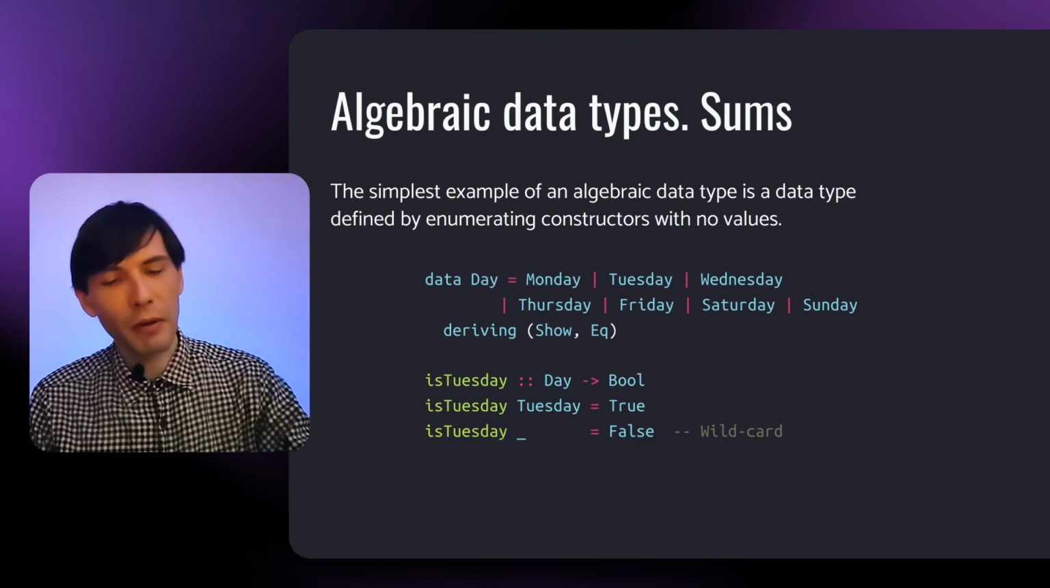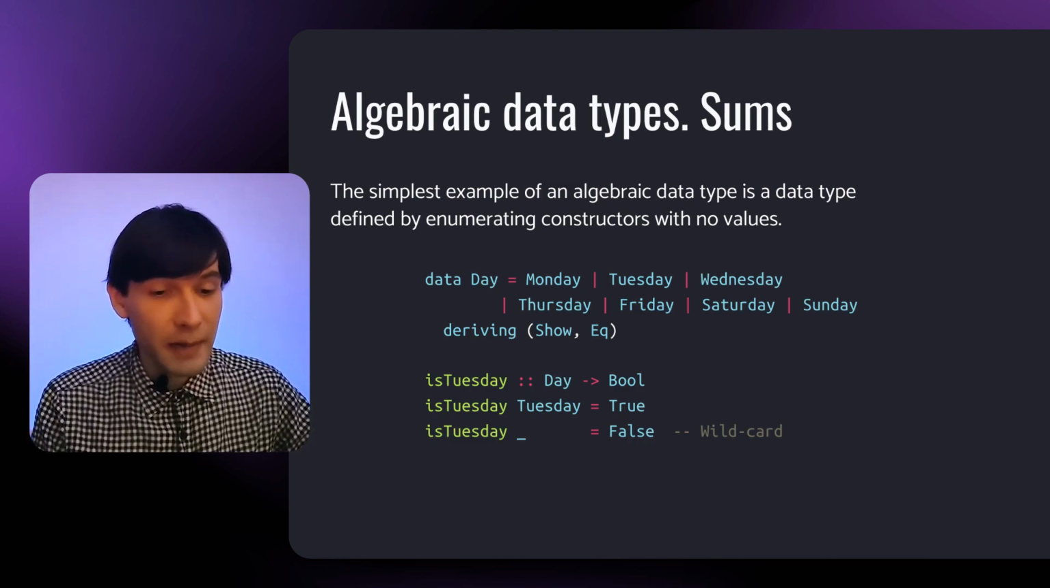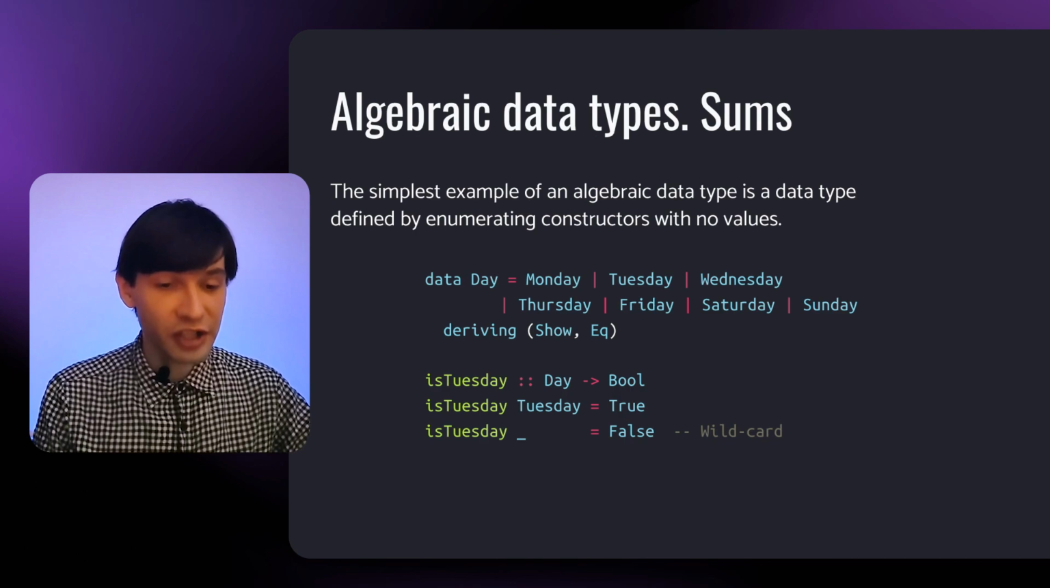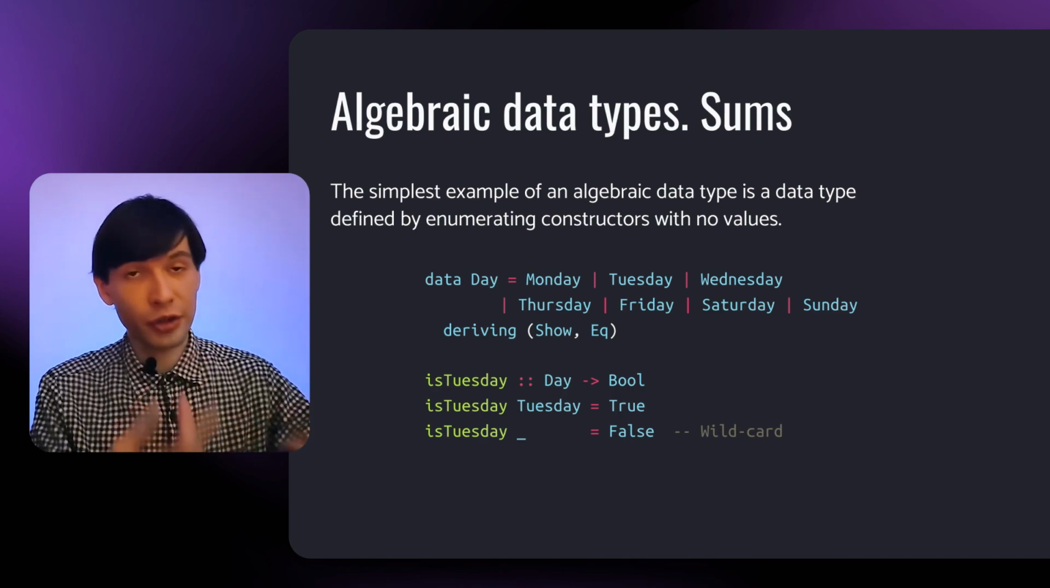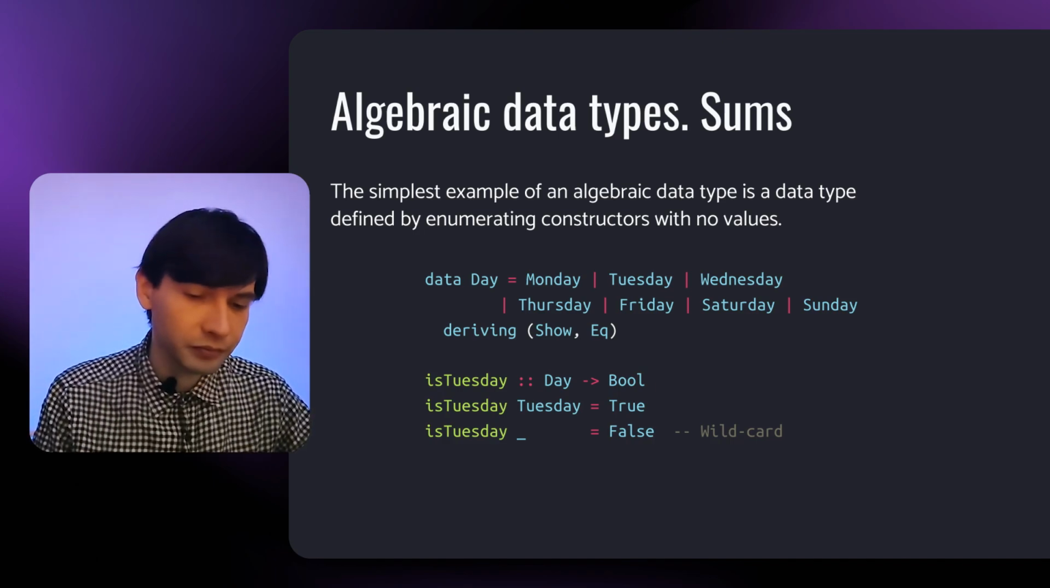An example of a function written on the data type called Day is a predicate called isTuesday, which is true when a given day is Tuesday or false otherwise.